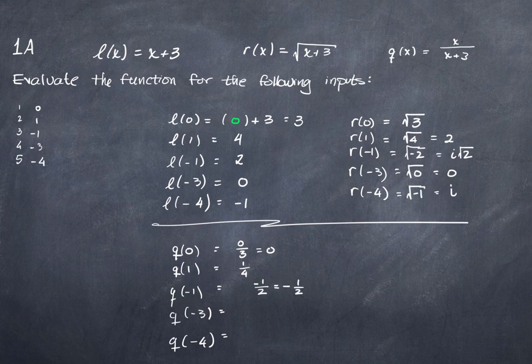I'm going to skip the next one. Q of negative 4 is negative 4 over negative 4 plus 3, which is negative 4 over negative 1, which is positive 4. And the last one is negative 3 as an input, which gives me negative 3 over negative 3 plus 3, which is equal to negative 3 over 0, which does not exist. That is undefined. Those are the answers you should have for that one.